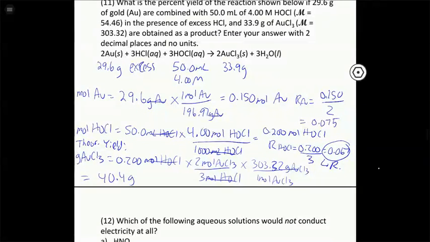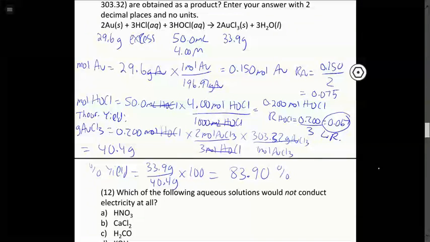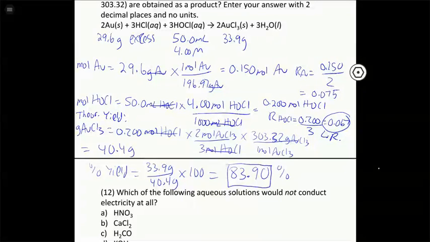And then finally we just have to divide the two to get the percent yield. I'm running out of room here. Our actual yield is 33.9 grams. Our theoretical yield that we just calculated is 40.4. We multiply that by 100 to get a percent, and that comes out to 83.9. This one asks for 2 decimal places, so we'll keep 83.90, and that's the number we would enter in. So this is the percentage of product that we form relative to the maximum amount that can form.